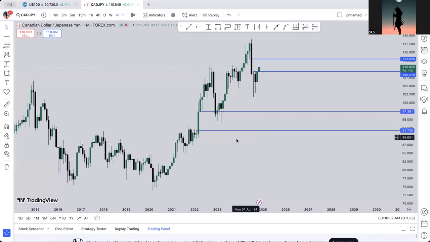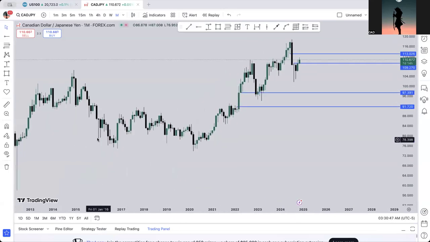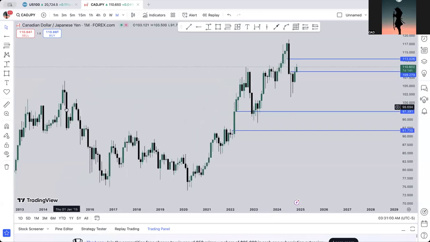Either we induce, for example, we induce this high, we created a fair value gap. Does that make sense? We induce this low, we created a fair value gap. We induce this high, we created a fair value gap. So in this condition right here, price is efficiently delivered and rebalanced here.